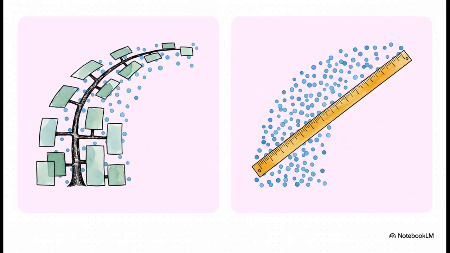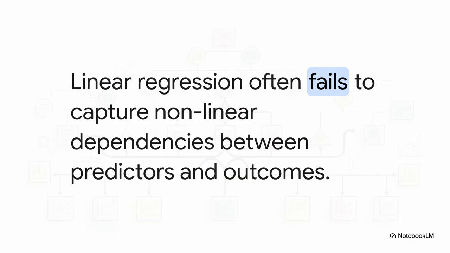So let's compare it to a classic model, linear regression. Now, linear regression always tries to fit one single straight line to the entire data set. It basically assumes that as one thing goes up, another thing goes up or down at a nice, steady, constant rate. But real life is messy. It's hardly ever a perfect straight line.